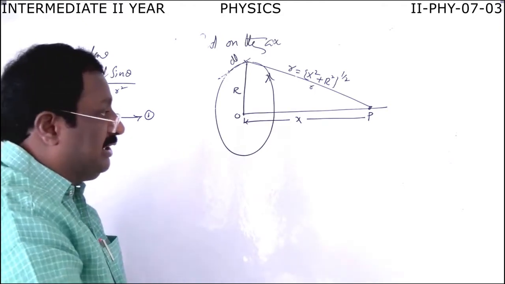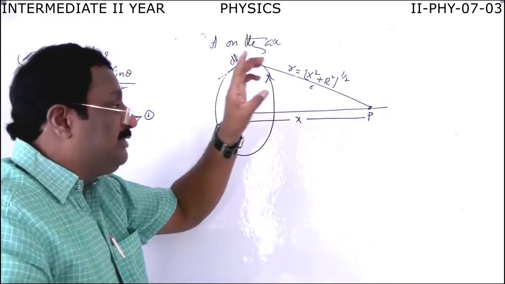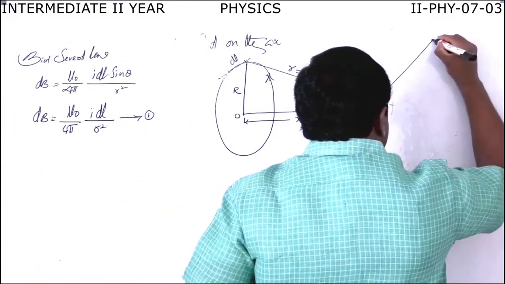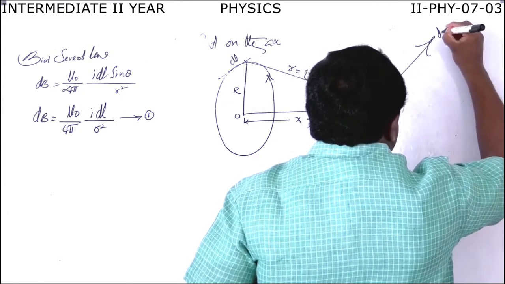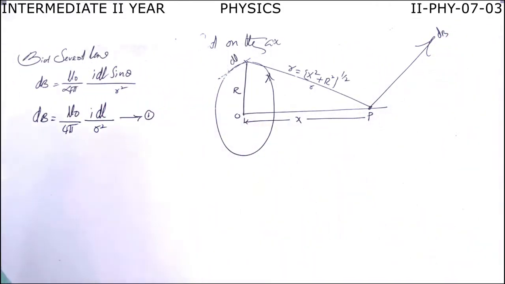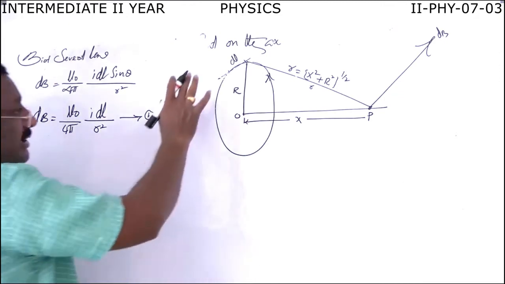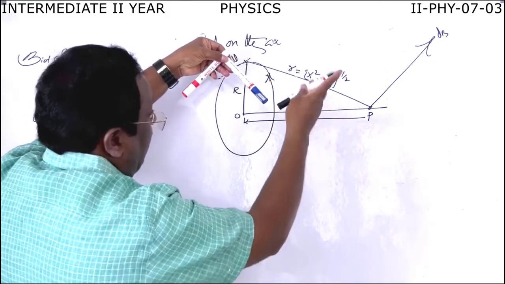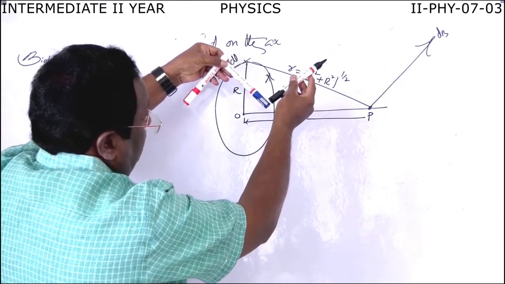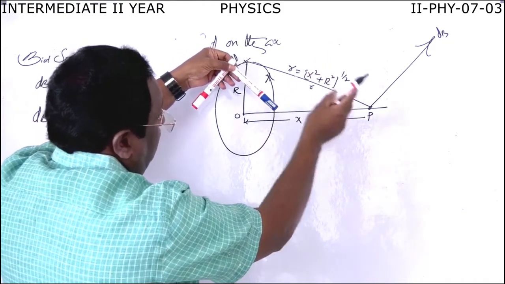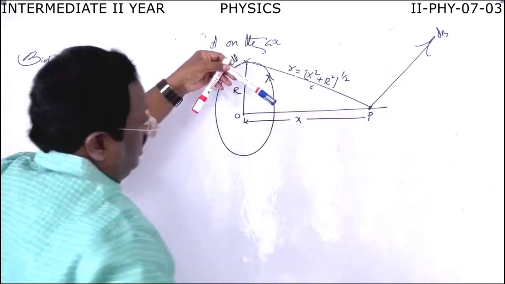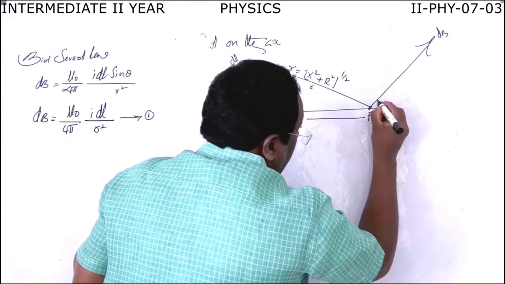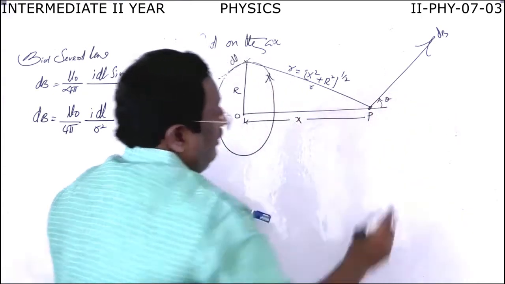So in which direction? Here the direction of the magnetic field is perpendicular to this position vector. This is the direction of the magnetic field. It is always perpendicular to the plane containing dl and r. This is dl, this is r. So this is the direction of the magnetic field. Here the direction of the magnetic field makes a 90 degree angle with the position vector, but along the axis of the coil, it makes theta angle.